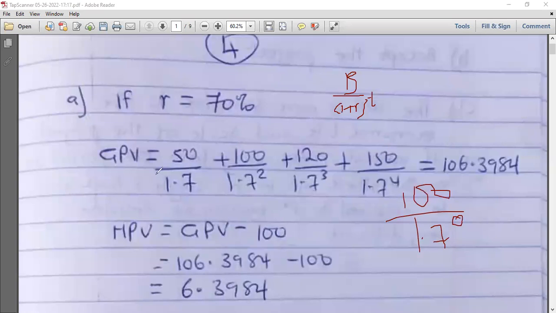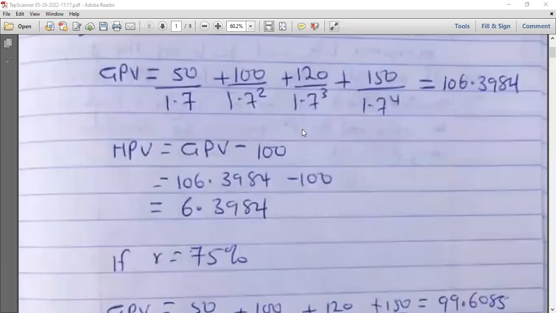There are cases where you get a benefit in the starting year. That one too, we don't discount it. It will just be the value there. So if you want to find the NPV, it is the gross present value minus the initial cost. So subtract 100 from it, and this is what you are getting for the NPV when R is equal to 70. Okay, so you see that this one we've gotten a positive number.